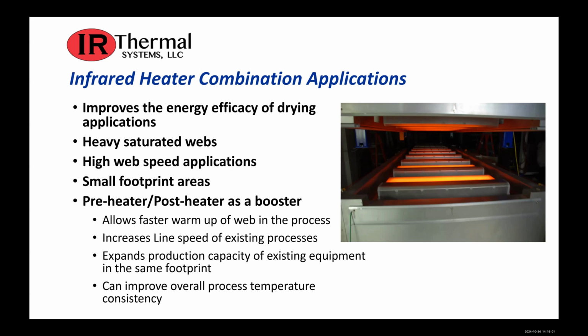The incorporation of IR heating into a traditional convection dryer allows you several things, like it improves the energy efficiency of the overall drying system. It works really well with heavy saturated webs, high-speed applications, or systems where you are required to have a very small footprint, so where high energy input into the web is of the utmost importance. We also use it as preheaters or post heaters for boosters, which allows you to run faster and increase your line speed, which expands your production capacity. And it can also be zoned across the web to improve the overall temperature consistency of your web leaving the drying systems.